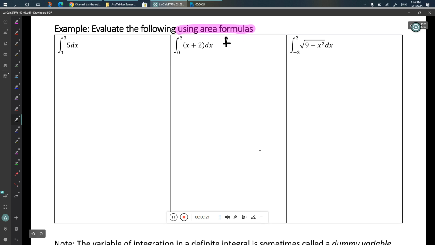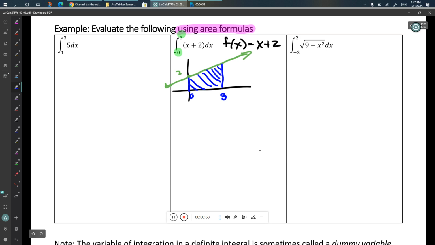So my function f of x, my integrand, is the function x plus 2. So I'm going to make a quick sketch of that on the interval from 0 to 3. X plus 2 is a line with a slope of 1 and a y-intercept of 2. We are evaluating it from left-hand endpoint 0, right-hand endpoint 3. The function is non-negative, positive on that entire interval. So that's going to be the area.